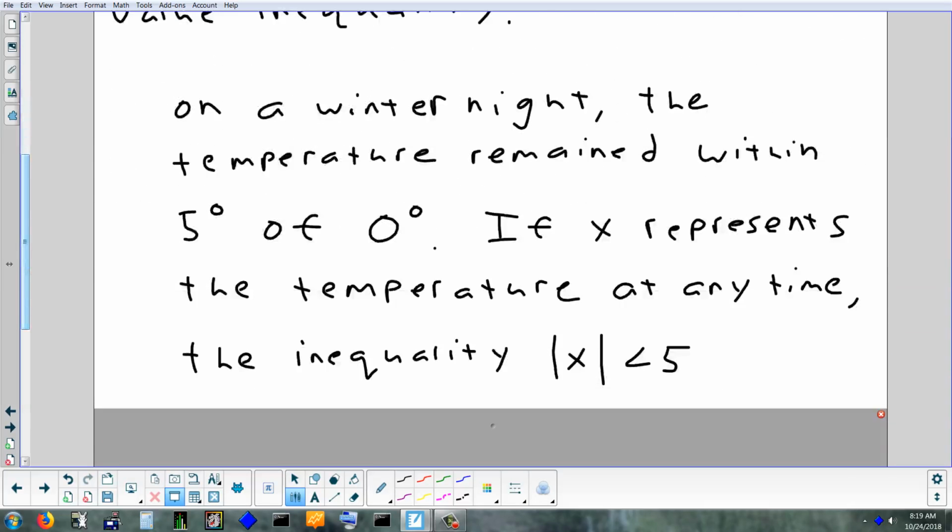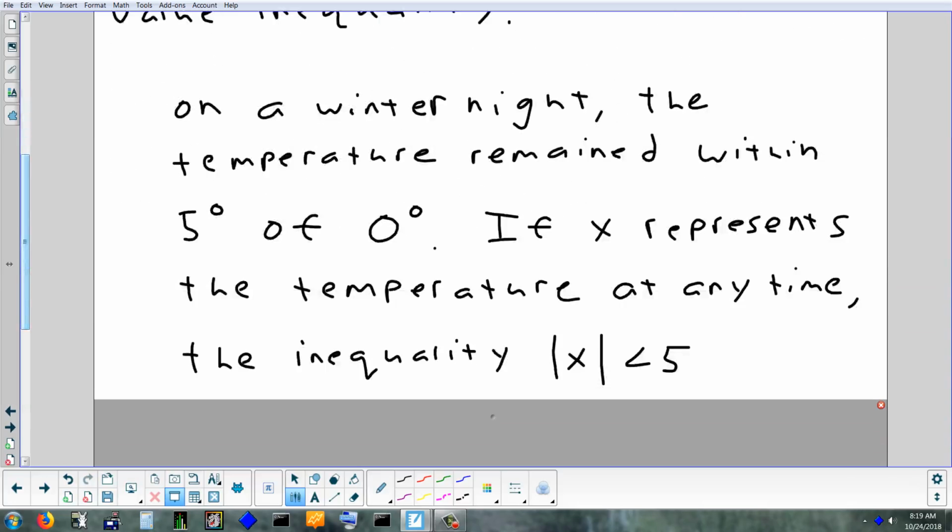All right? So what that means is, look at this inequality right here. Absolute value of x is less than 5. Let's try some of those numbers that you guys just said, between -5 and 5. Let's try 3. What's the absolute value of 3? 3. And then is 3 less than or equal to 5? Yep, so that works. Let's try 1. Absolute value of 1. 1 is less than or equal to 5. Okay, so that works.